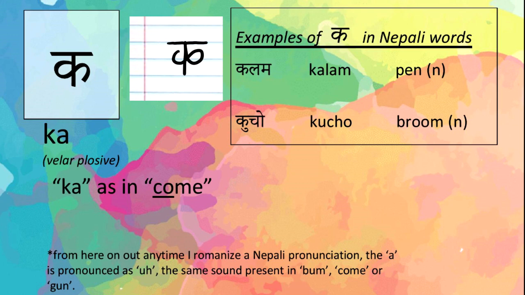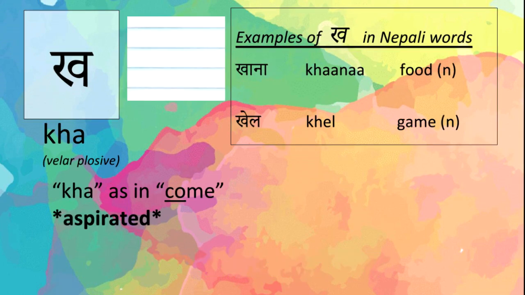So ka is a velar plosive, which is just the IPA or International Phonetic Alphabet way of describing it. Now, I've also included a reference sheet in the description that defines all the terms used by the IPA, if you're into that. Some of the other letters I'll reference these terms for, but for this one, this letter is pretty simple. Basically, it's the same as our letter K or the hard C sound in English. Ka as in come. Top right, we have our examples of ka in Nepali words, kalam, which means pen, and kucho, which means broom.